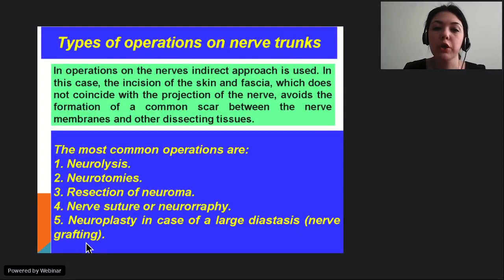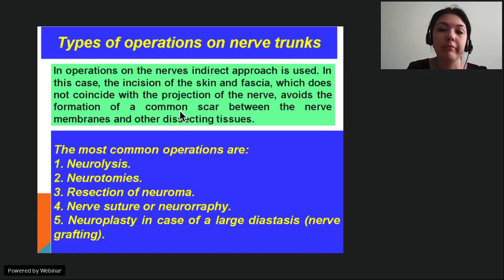So which operations on nerve trunks are distinguished? In operations on the nerve, first of all, we have to know that an indirect approach is used. We were talking about it at the previous lecture. Once again, I'm telling you that, nevertheless, we have to know the projectional line, but we intentionally should avoid the place of the projectional line, and make a dissection somewhere away from the projectional line of the neurovascular bundle. If we use an indirect approach, the incision of skin and fascia, which does not coincide with the projection of the nerve, avoids the formation of a common scar between the nerve membranes and other dissected tissues. If the nerve is involved in the scar, it causes its compression.